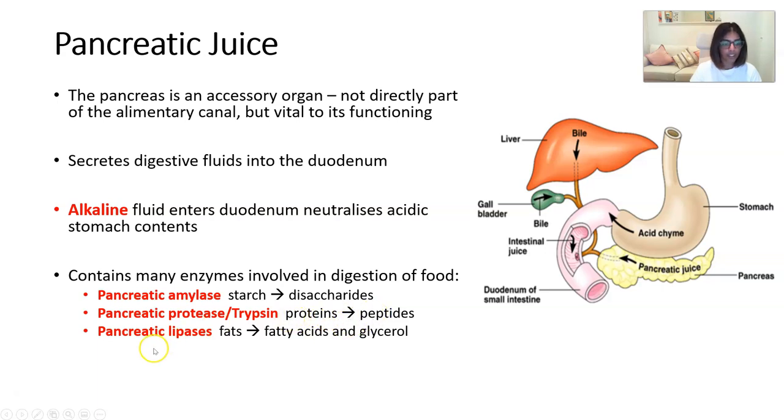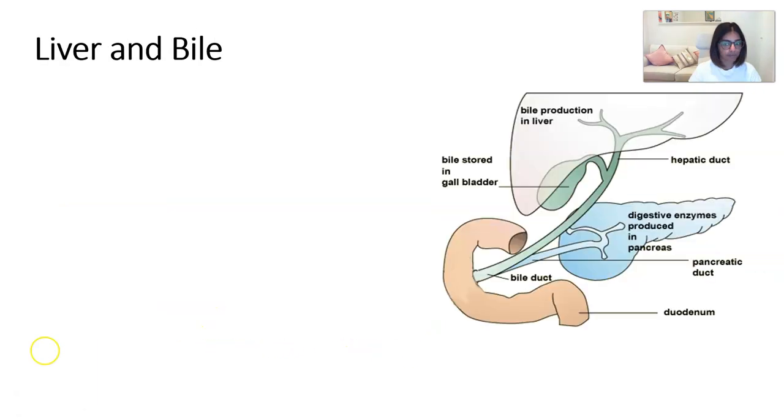And the last one is pancreatic lipase, which breaks down fat molecules into fatty acids and glycerol. So now we know that the pancreas produces digestive enzymes and secretes secretions to help neutralize the acid that comes from the stomach. Now we turn our attention to the liver and bile.